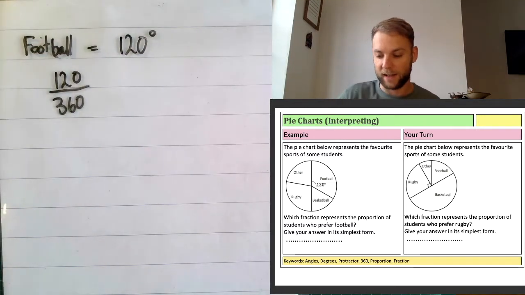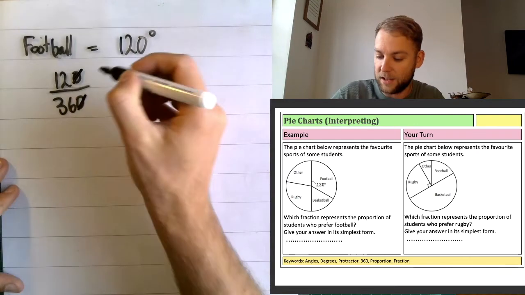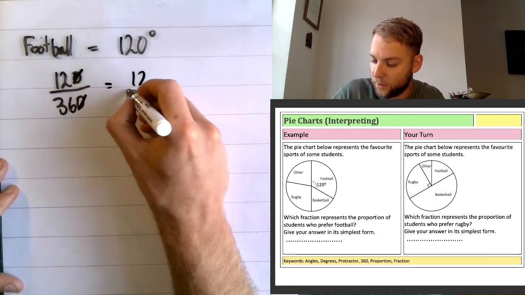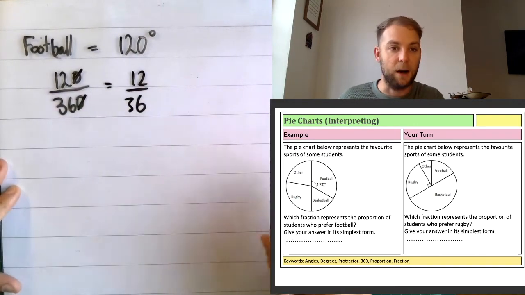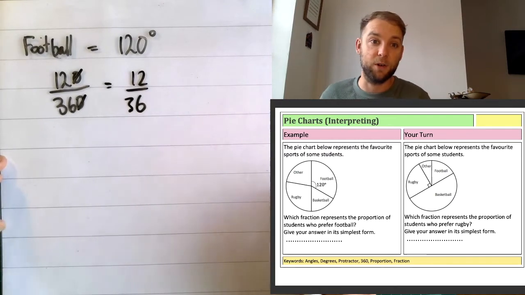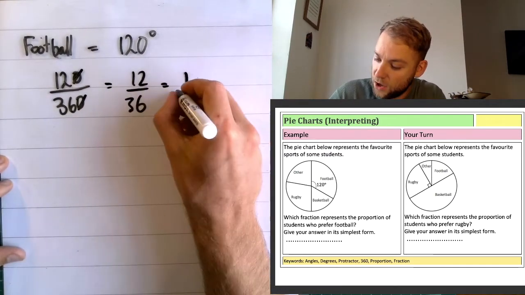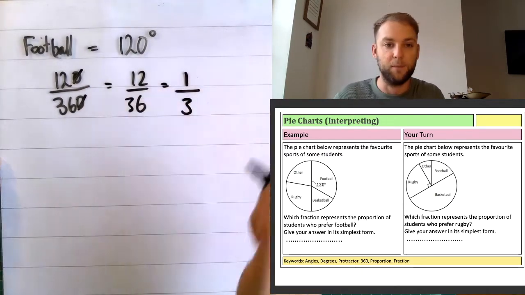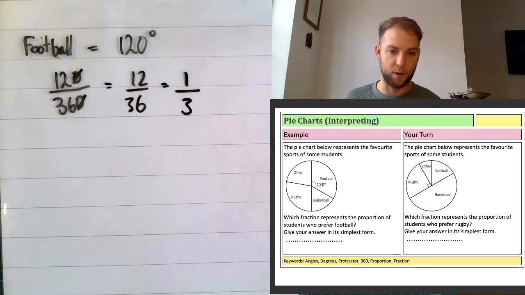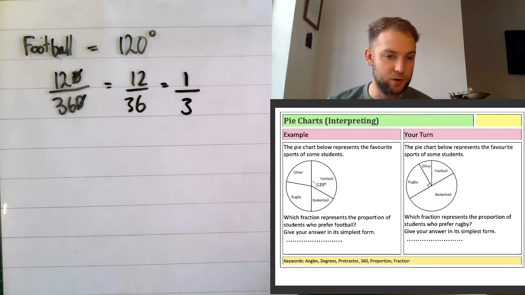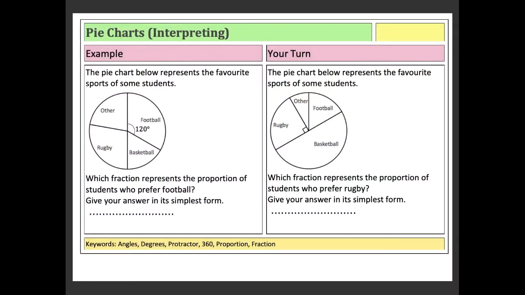Now, if I don't have a calculator, then we have to simplify it down. So I'm going to divide by 10 to get 12 over 36. And what goes into 12 and 36? Well, 12 goes into 12 once. 12 goes into 36 3 times. Perfect. Okay, so a third. So maybe pause now and have a little go at that one on the right-hand side.